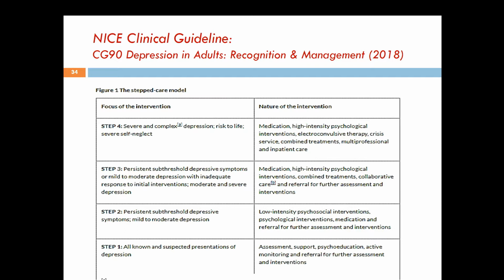Step 3, persistence of threshold depressive symptoms. Then you need medication and referral. And then step 4, severe, you need medication and other more aggressive kinds of intervention. So you follow this suggestion. It's not that my supervisor told me to do that. Whenever depressed people come, the key is to assess them and refer to the doctor.